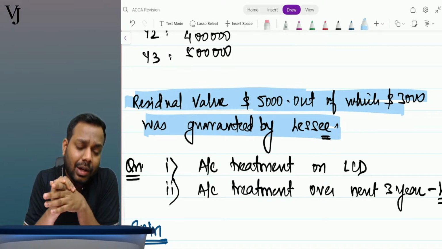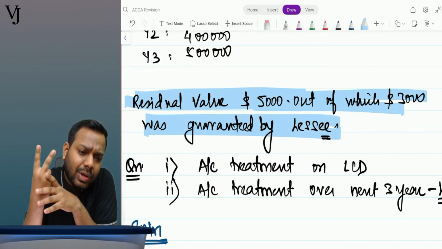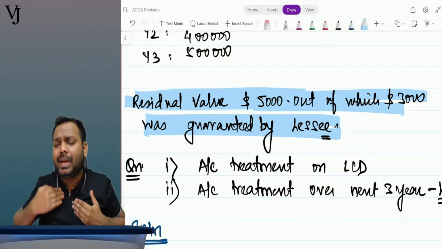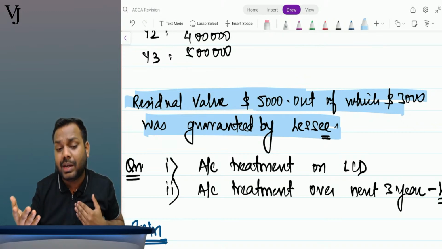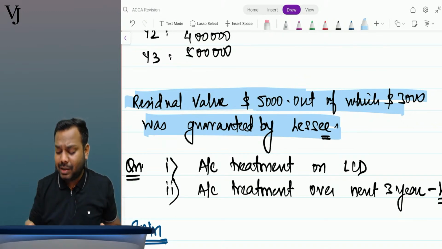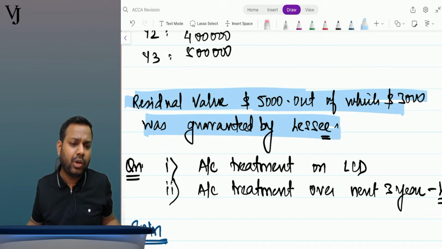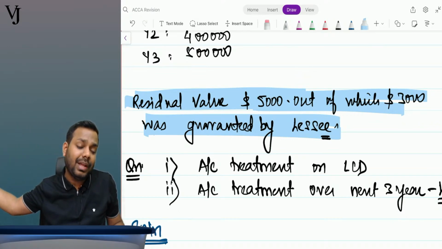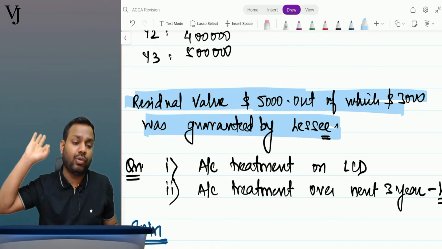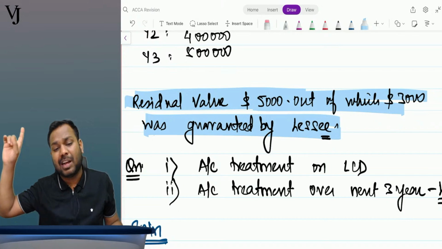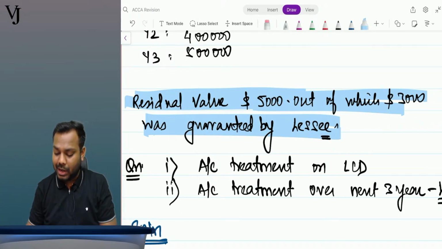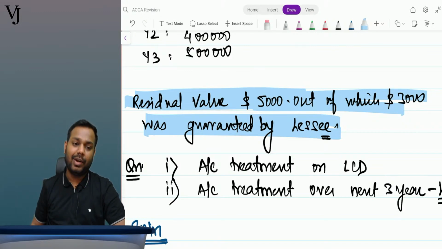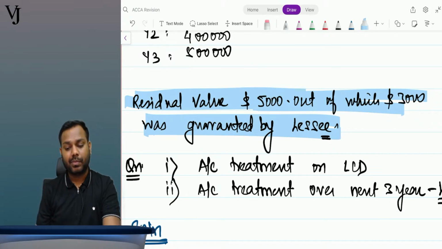So now tell me, are you concerned about the rest 2,000? What are you concerned about? The amount that I am paying to the lessor, these are my lease payments, what I am paying to the lessor. This 2,000, are you paying to the lessor? No, you are not paying. When you hand over the asset to the lessor, he will sell the asset in the market, and from there he will realize 2,000. So this 2,000 entry will be passed by the lessor, not you. The accounting treatment of this 2,000 we will discuss at SBR. Is that clear everyone?